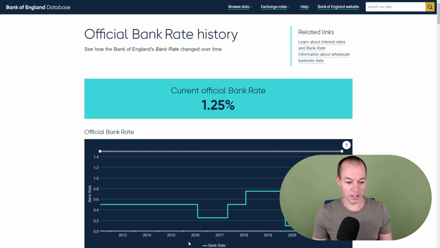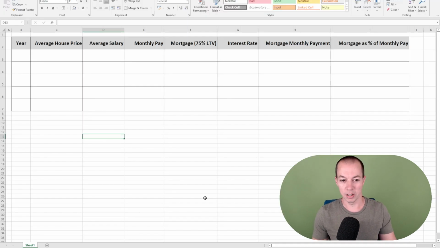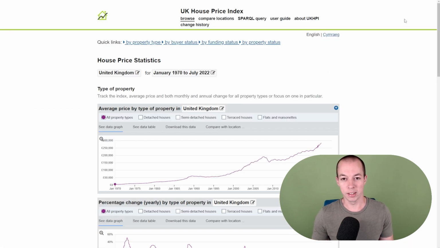So what I've done is I've put together a spreadsheet, which is going to allow us to compare all of the key figures and hopefully work out who had it worse. So you've got the things here that I'm going to be looking at. The first thing we need to know is what was the average house price in 1979 and what is the average house price at the moment in 2022.